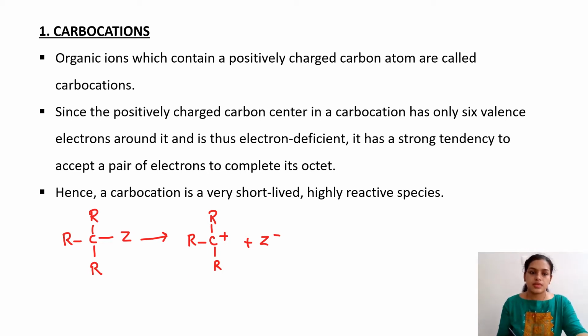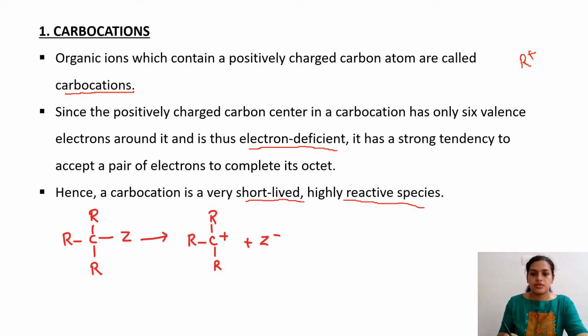The definition is simple: organic ions which contain a positively charged carbon atom are called carbocations. Since the positively charged center has only 6 valence electrons, it is electron deficient. It's a cation, so from there itself we can understand that it is electron deficient. We can represent it as R plus. Since it is electron deficient, it can act as a Lewis acid and accept an electron pair very easily to complete its octet. Therefore, it is very short-lived and highly reactive.